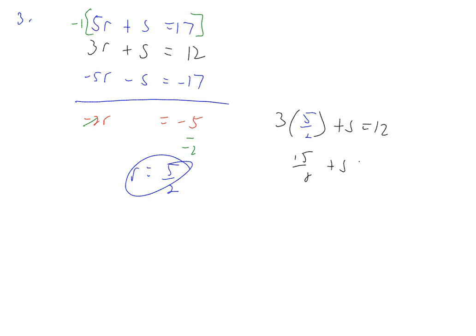15/2 plus s equals 12. Add a -15/2 to both sides. Oh no, common denominator. I'm quaking in my boots. 24/2 minus 15/2 is 9/2. Whoops, and that's not x, that's s. Put them in order. R comes before s. 5/2, 9/2. Anybody get it?